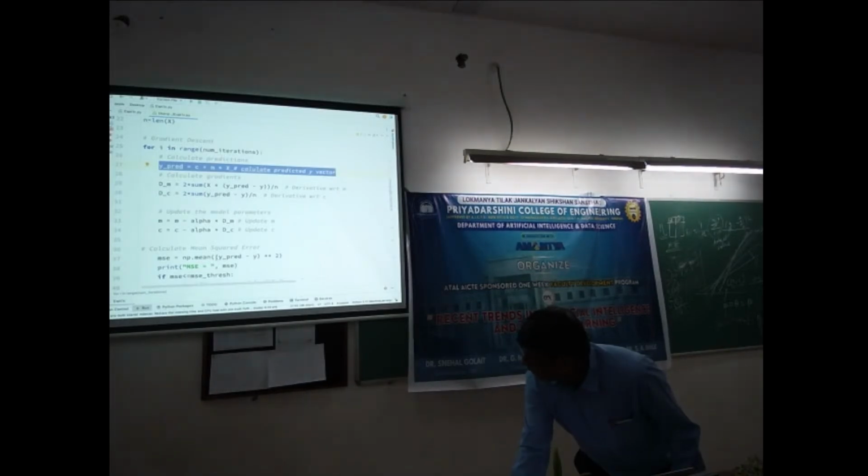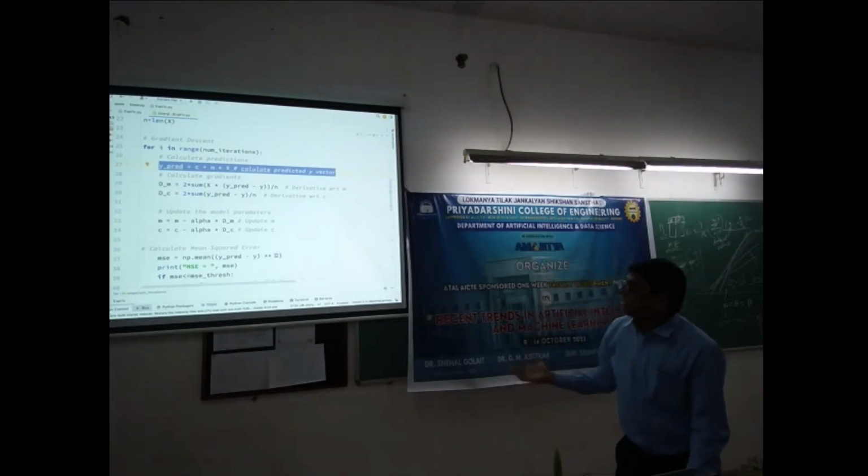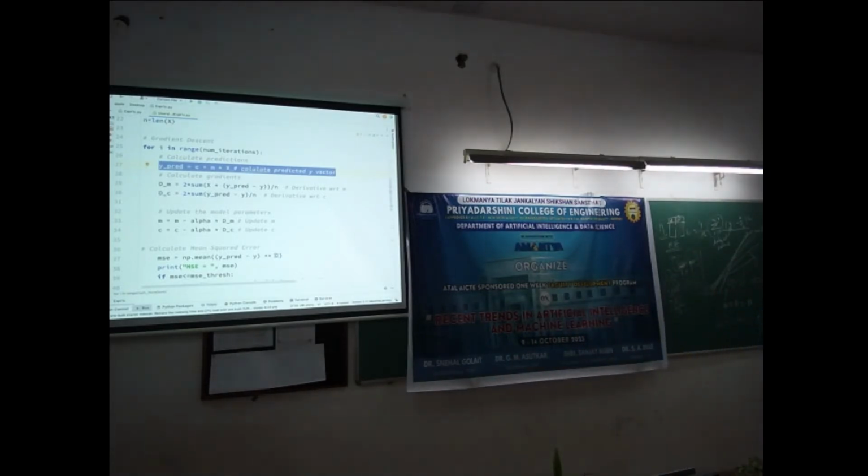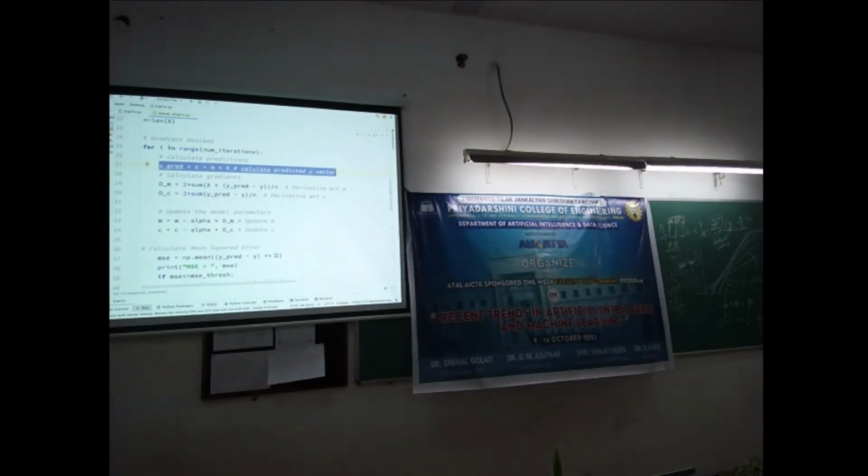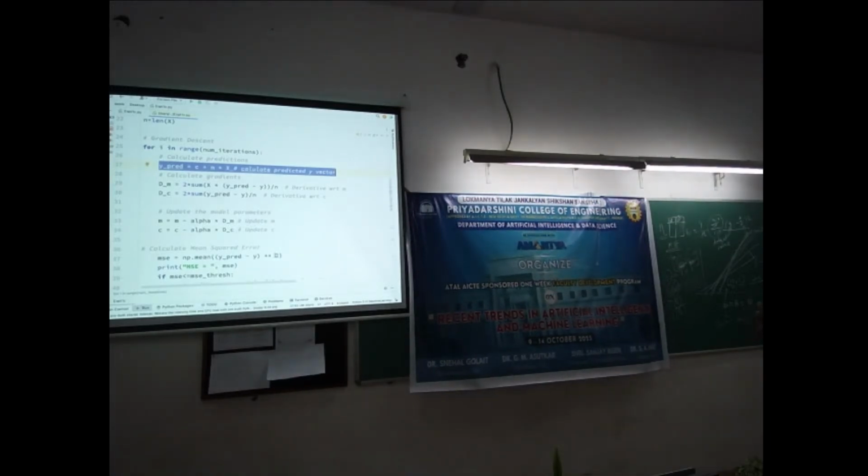And here I am doing the mean squared error. So np.mean of this vector, y pred minus y, squared. So you have got the squared error for all of these, and you get directly the mean over all the x samples.